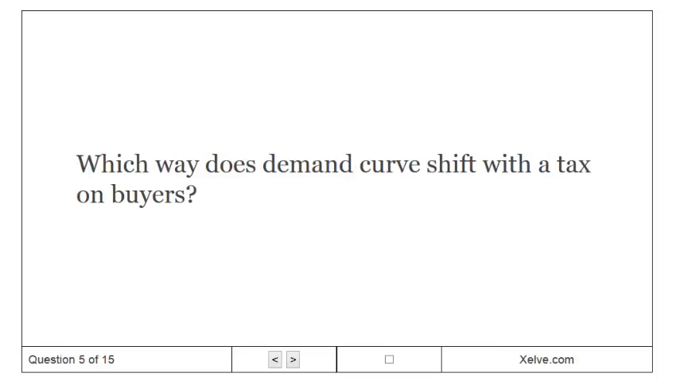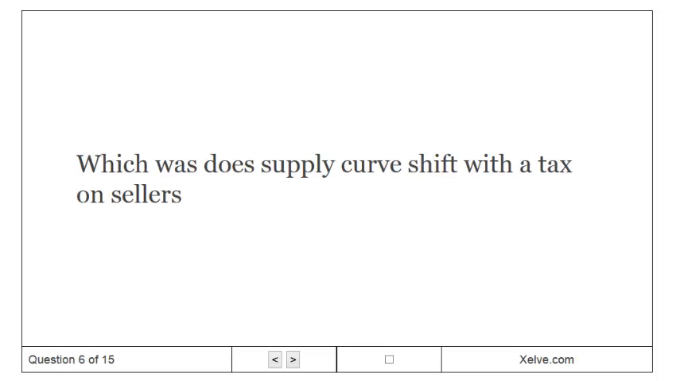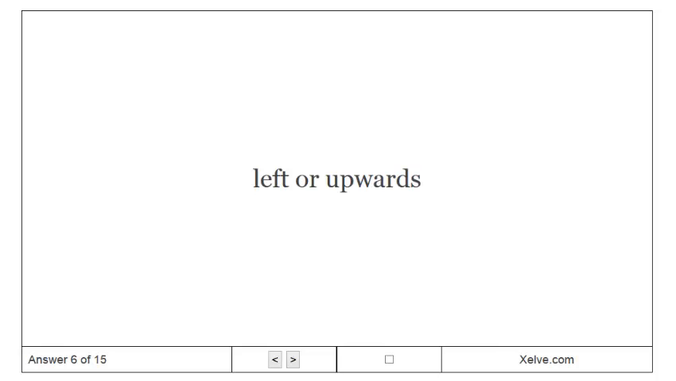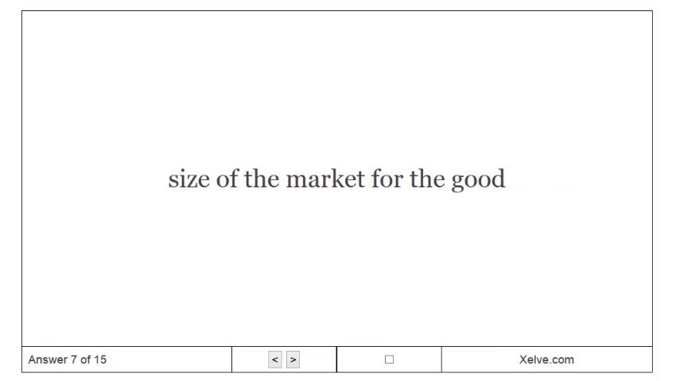Which way does the demand curve shift with a tax on buyers? Left or downwards. Which way does the supply curve shift with a tax on sellers? Left or upwards. What does a tax on a good cause to shrink? The size of the market for the good.